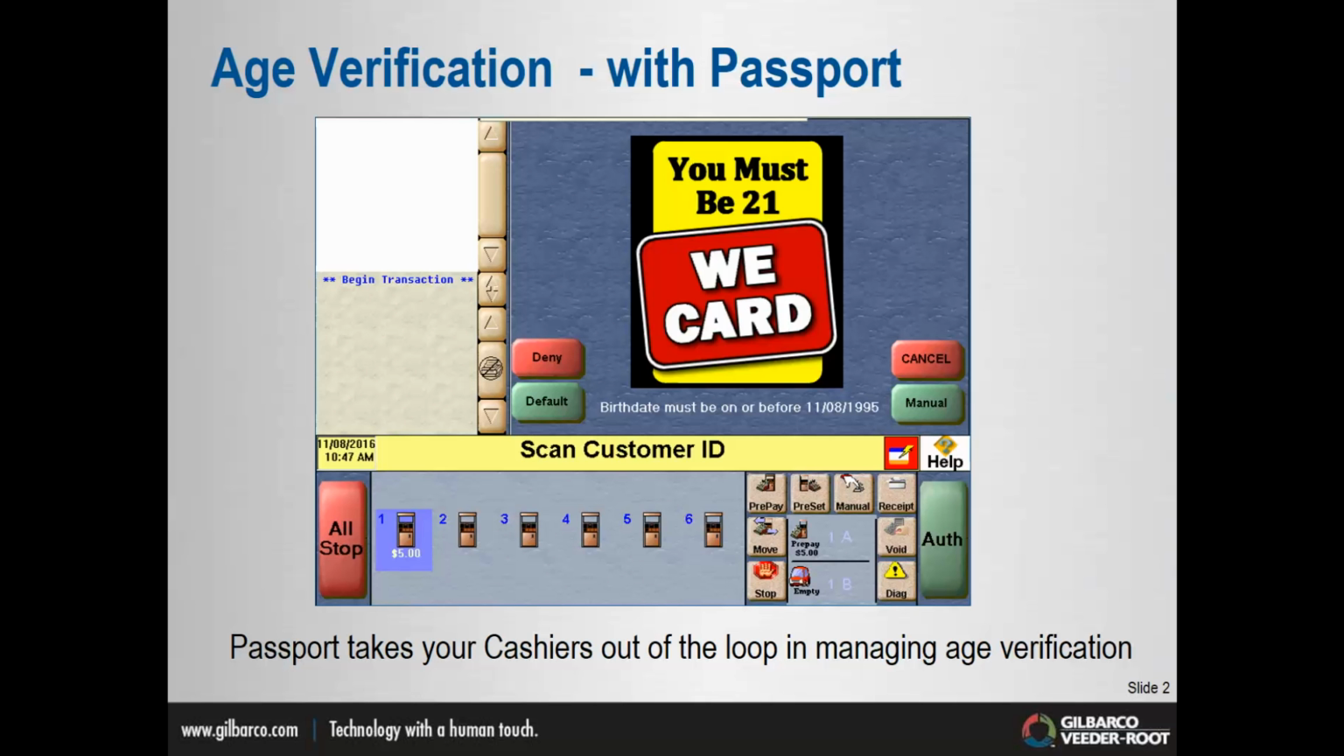Cancel ends the age verification and goes back to the cashier's selling screen. If configured, manual allows the cashier to manually enter the birth date. This could be used, for example, where the customer's ID is cracked or not readable by the scanner. Now, I will show you in just a moment how to remove the default and/or manual buttons.